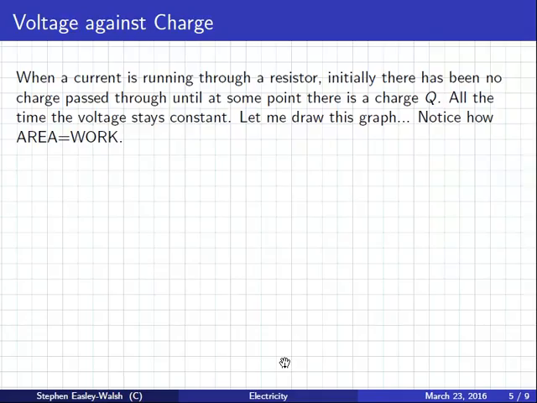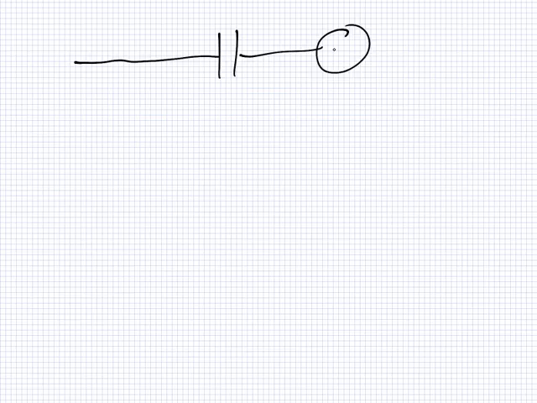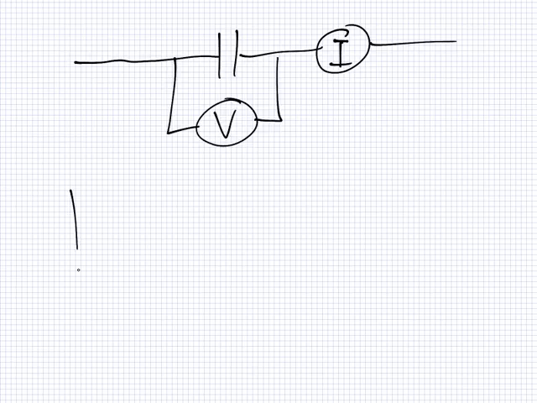So notice how the area equals work. Now what happens if we have a capacitor? So this is much more interesting. We have a capacitor, we measure our current, and we measure our voltage, and we want to know what the graph looks like when I have V here and Q here.